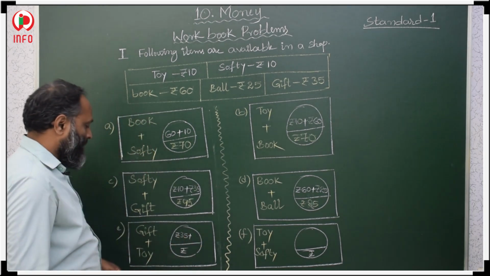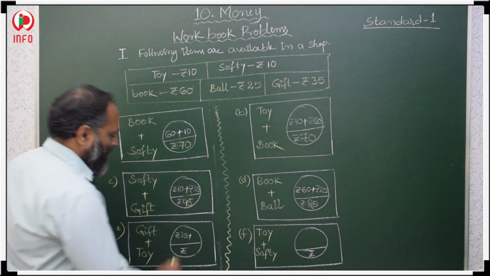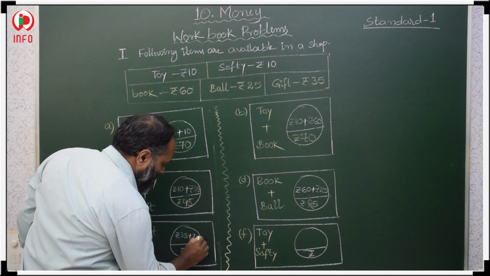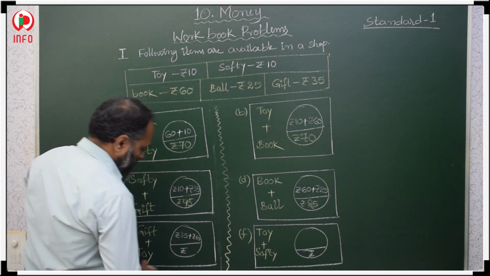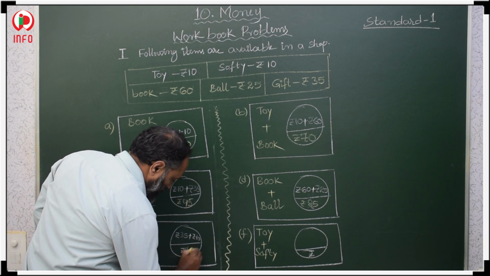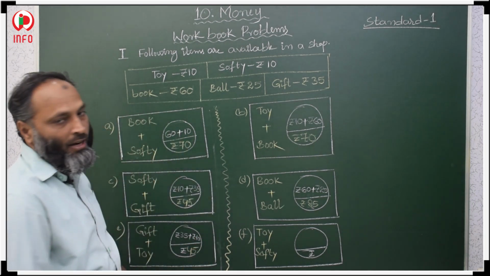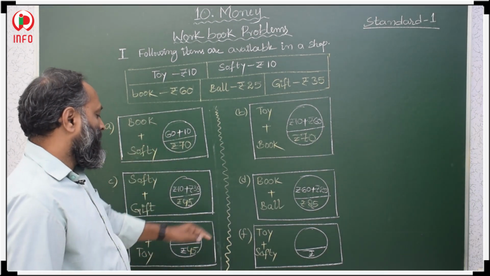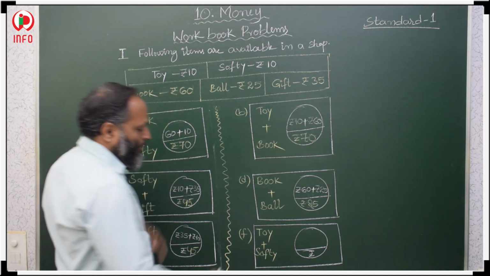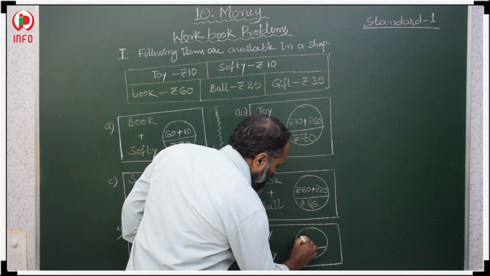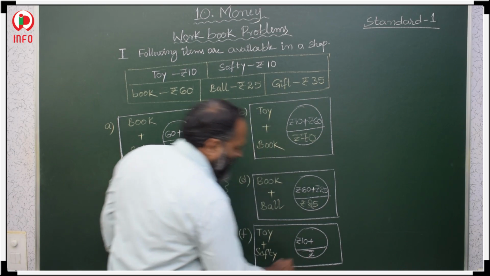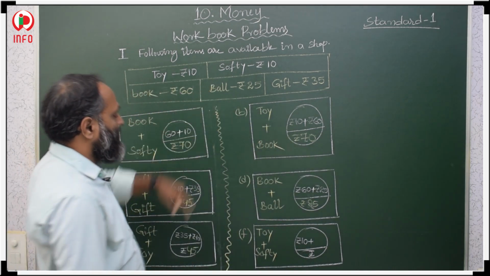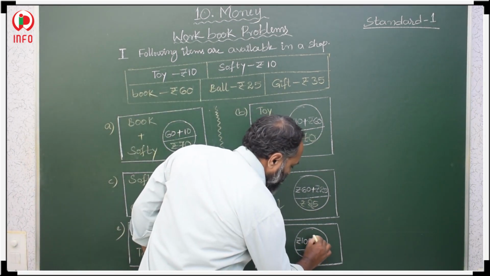Plus, what is the toy price? That is rupees 10. 35 plus 10, 45 rupees. We just add and write the answer. And toy plus softy. What is the toy price? Rupees 10, plus softy. Softy is also rupees 10.